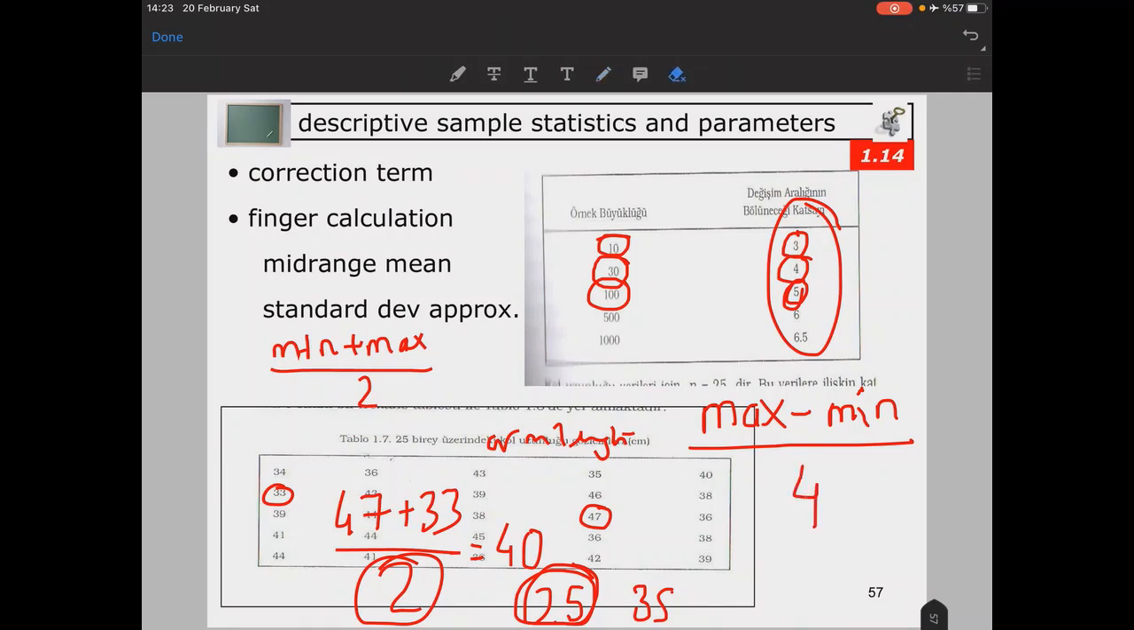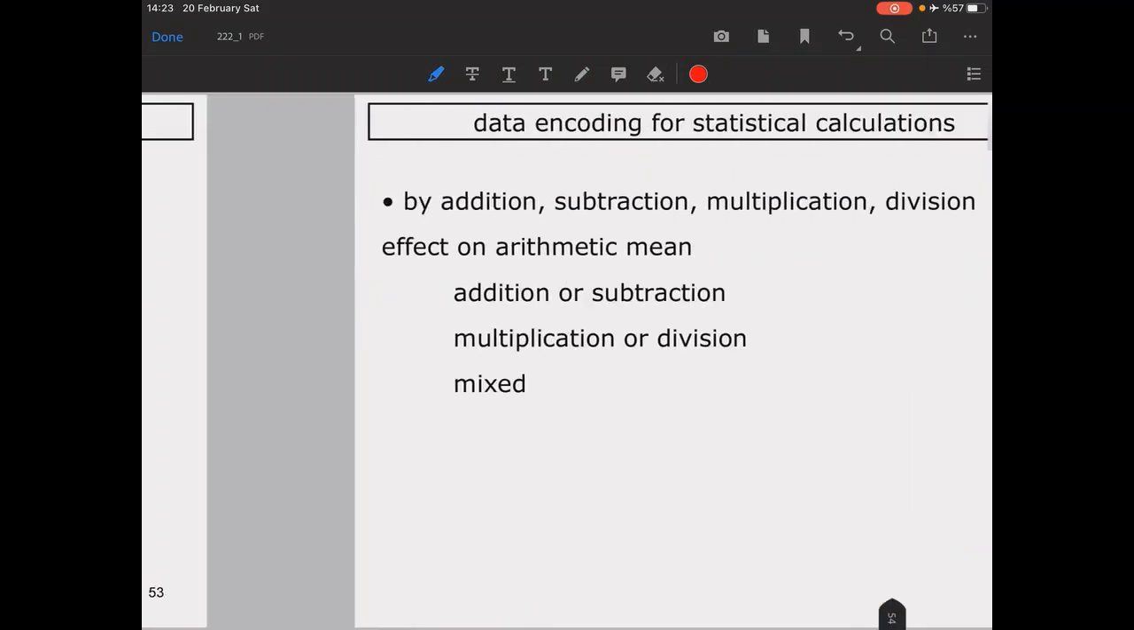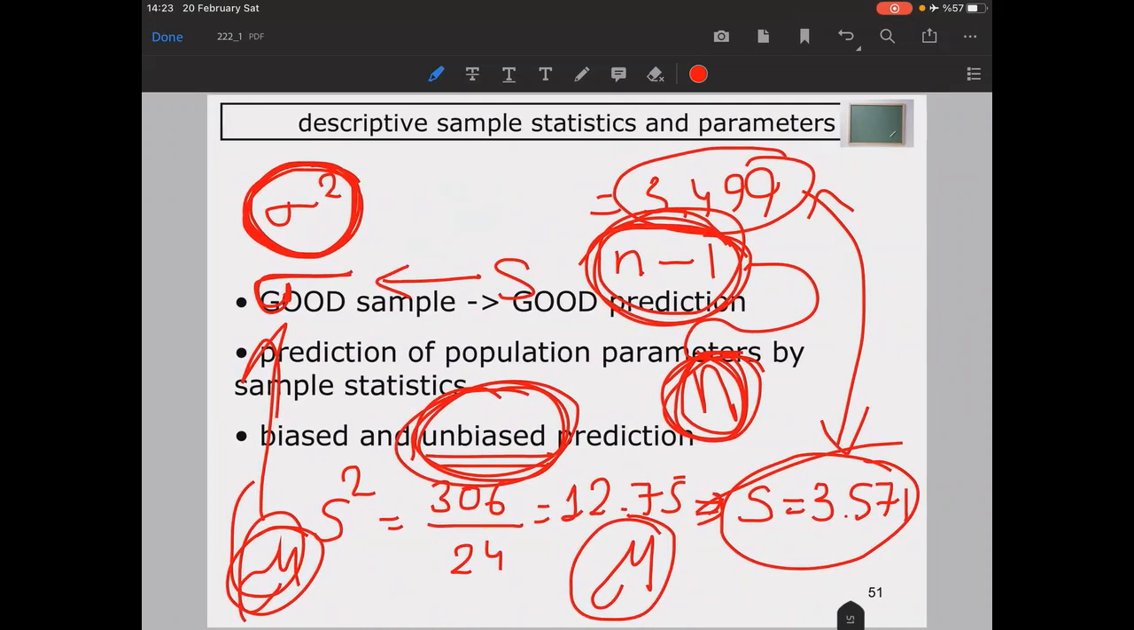And what were your max and min values? We already have them, right? 47 minus 32. And the result will be what? 2.5. Oh my God, is it magic or something like this? We're getting too close, right? The original value was in fact this value. I'm sorry, the thing that I showed you before was the biased one, right? It was your biased one.